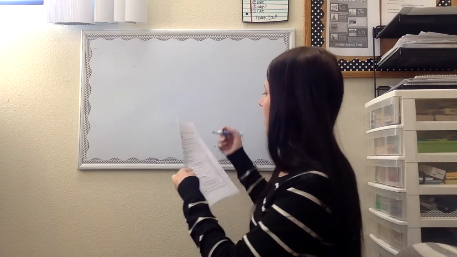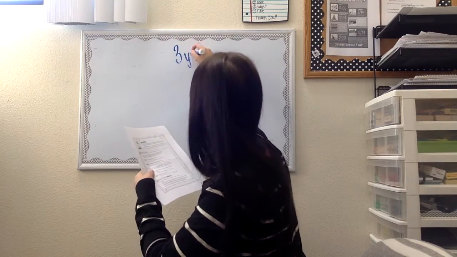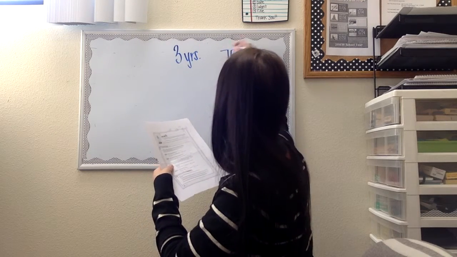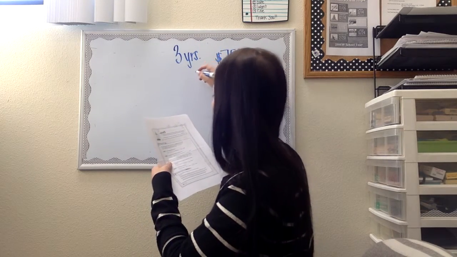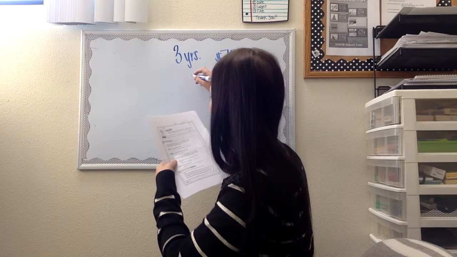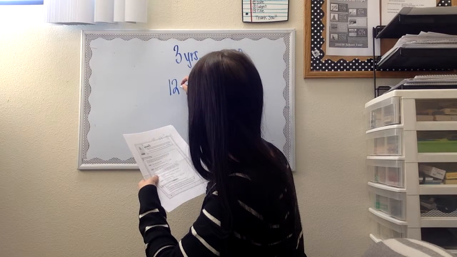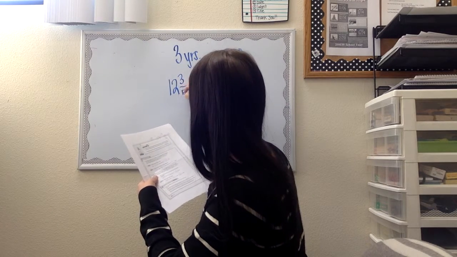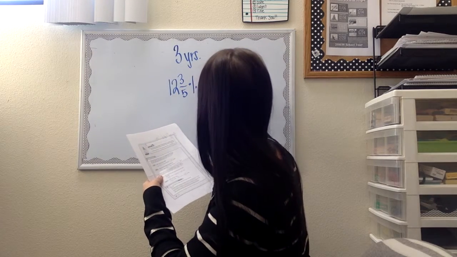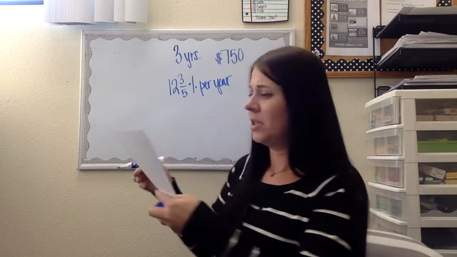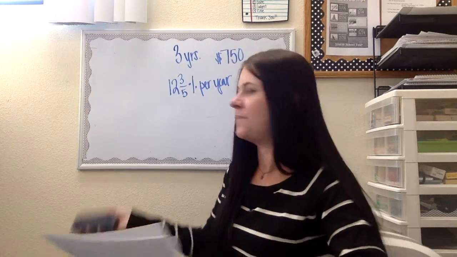All right, 3 years ago, Jolene bought $750 worth of stock. Since then, it has been increasing at an average of 12 3/5% per year. I think that's what the numbers are. You know what? I am going to pause the video. I am actually not going to do this one, okay? Because I think that's enough for right now, to be quite honest.